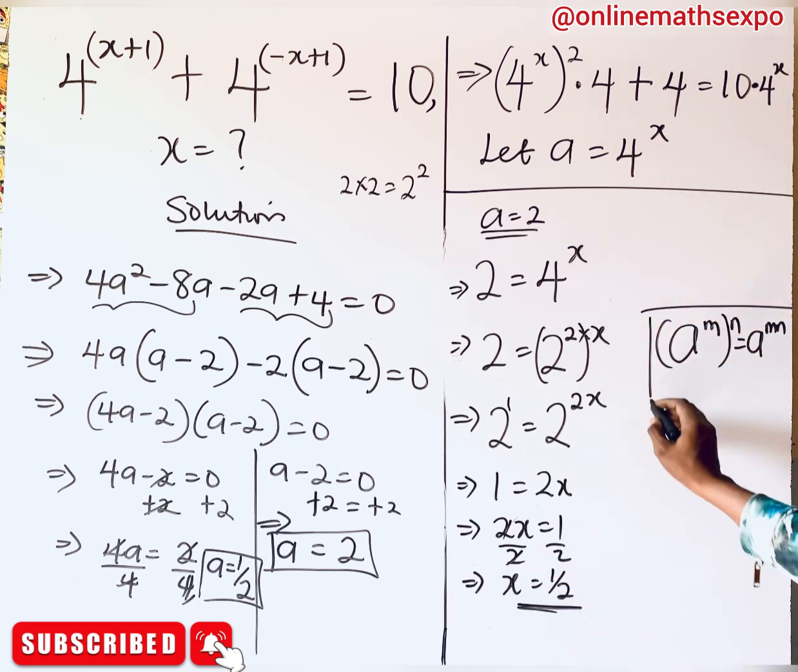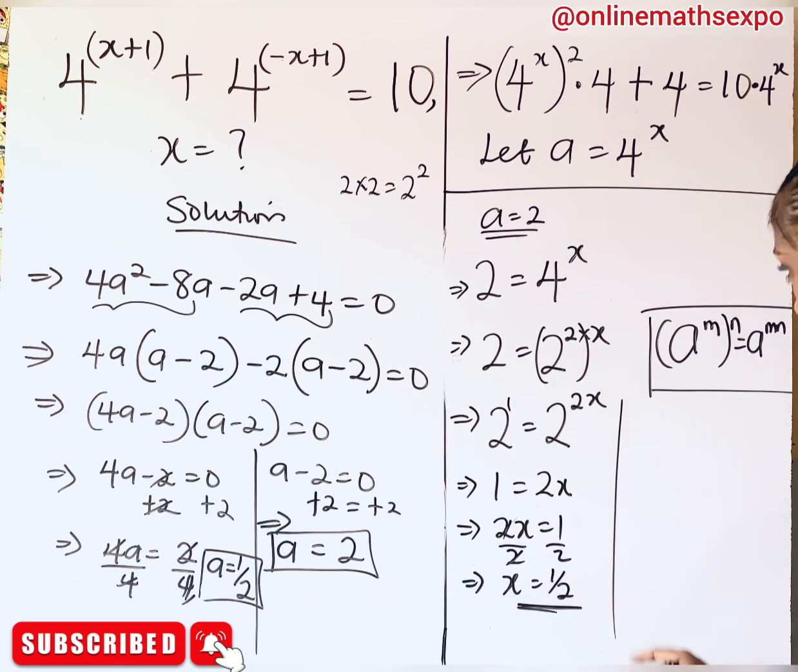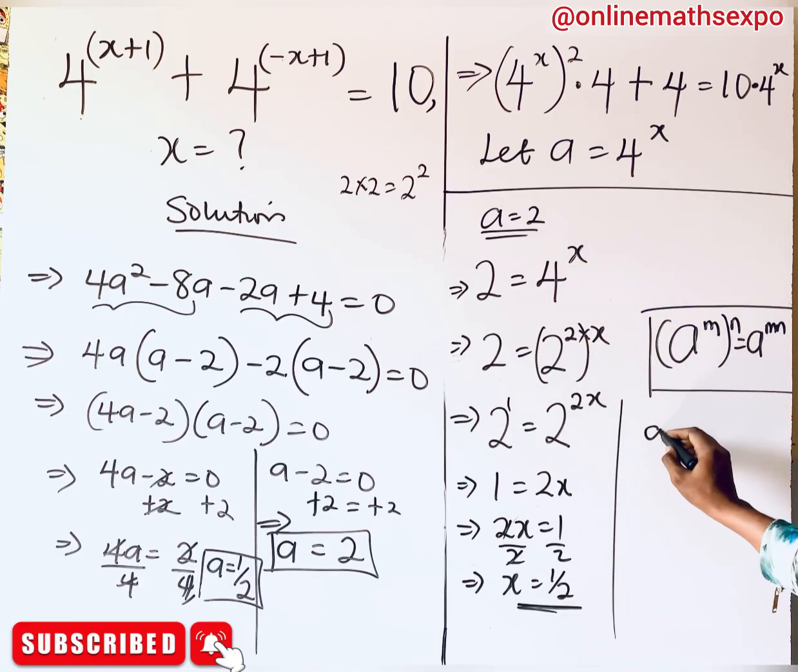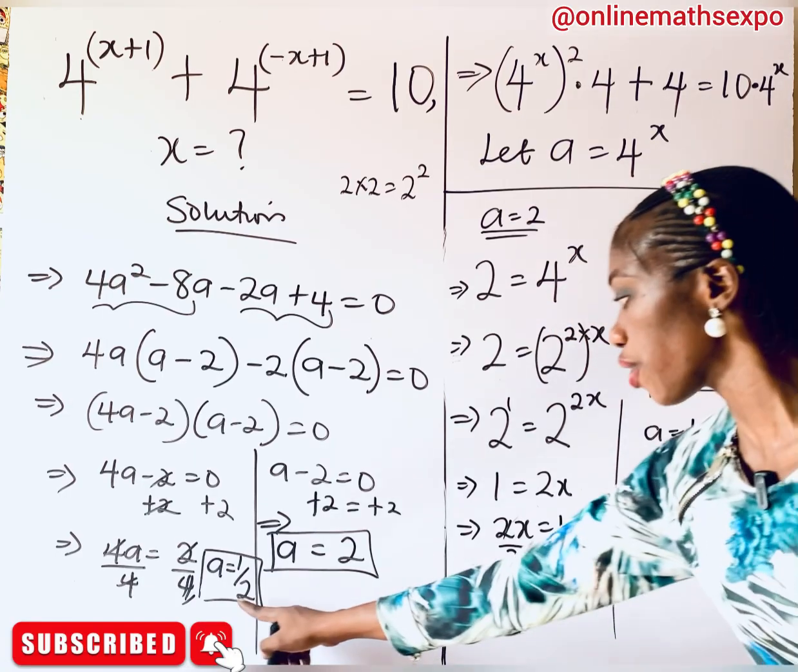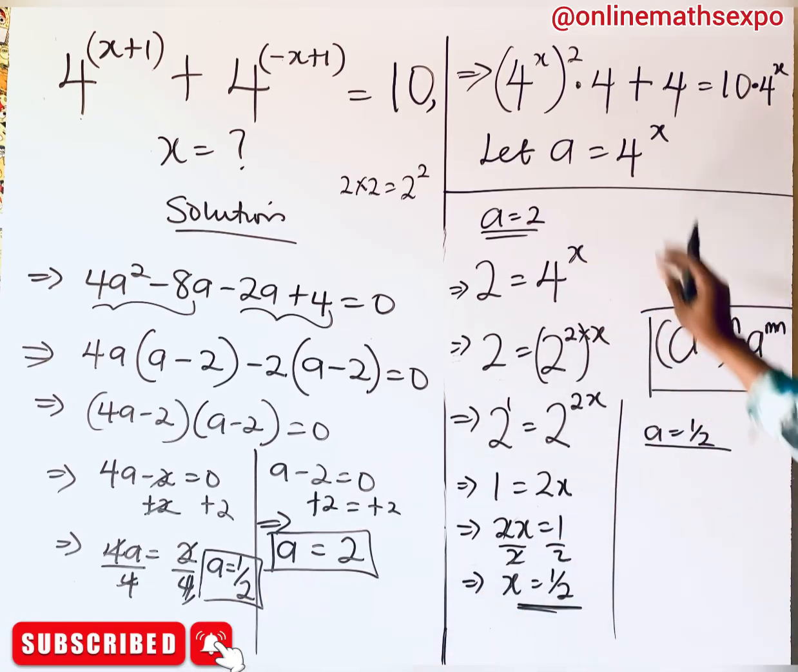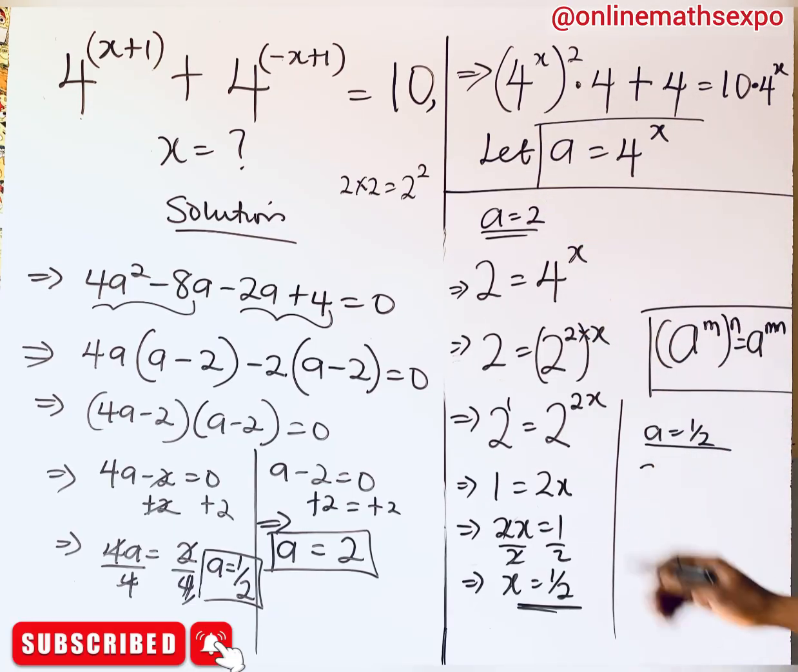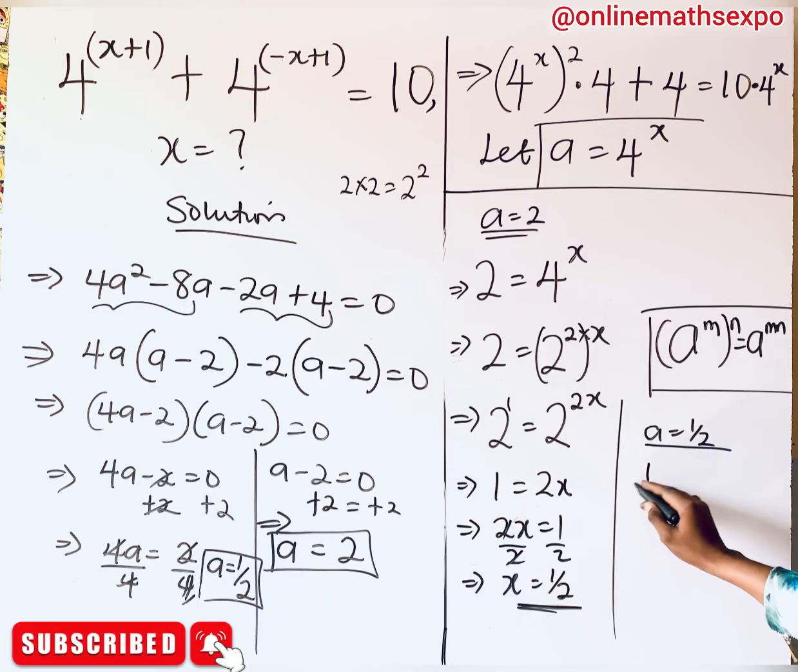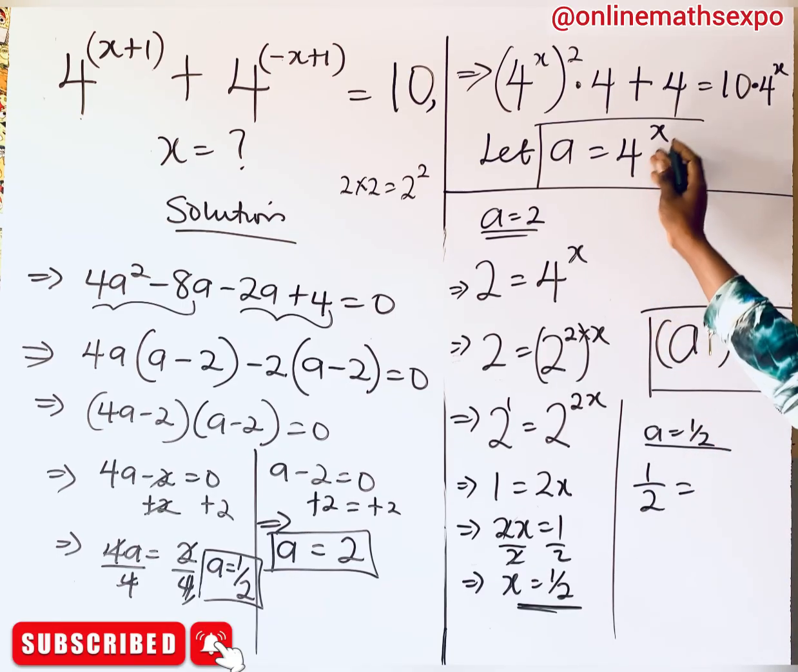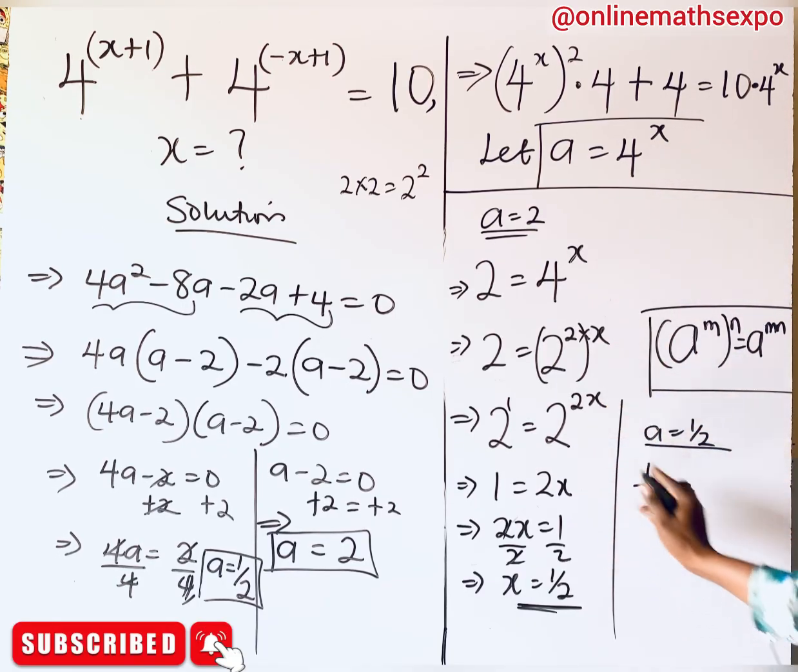So get the next value of a, which is when a is negative, is half from here. Let's put it into this. So we're going to now have a, which is half. So we have half is equal to 4 raised to power x, which, as we have seen, is 2 raised to power 2x.